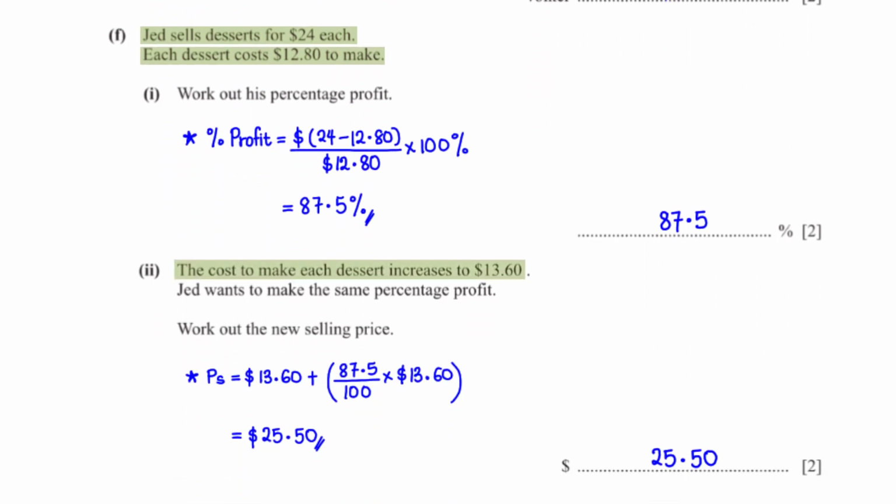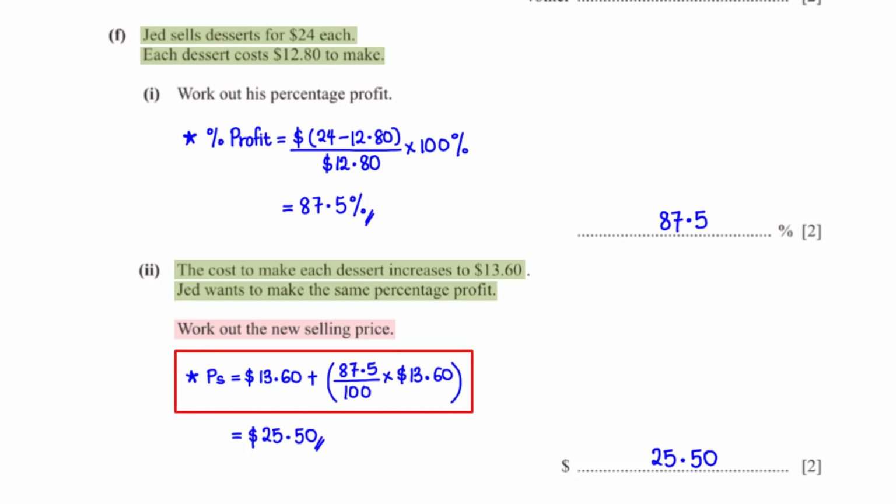The cost to make each dessert increases to $13.60. Jed wants to make the same percentage profit. Work out the new selling price. His initial percentage profit was 87.5%. So if he wants to maintain the same percentage profit, then the new selling price would be $13.60 plus 87.5% of $13.60. This gives us $25.50.